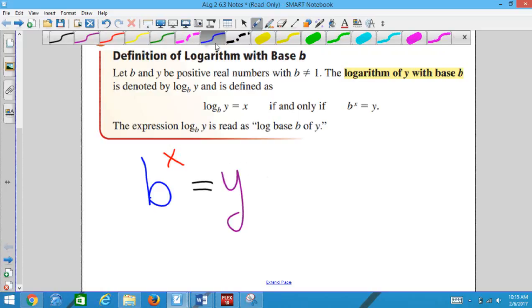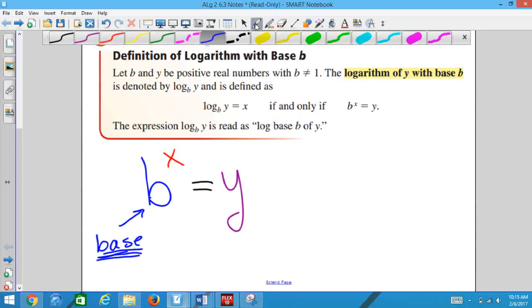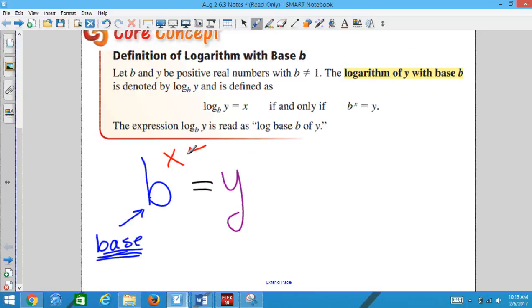Okay, if you look at b to the x, b is the what? Base. B is the base. And x is the exponent. All of them are variables right now. So b is the base and x is the exponent.